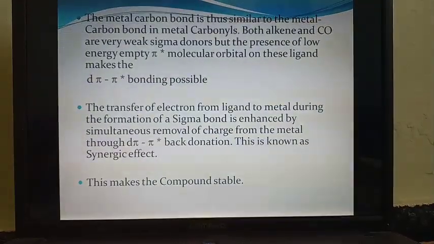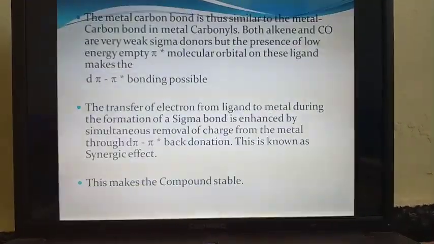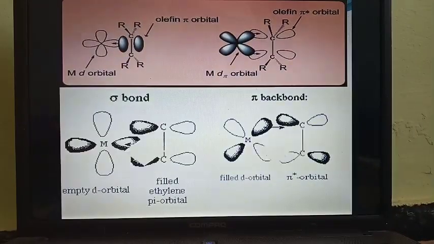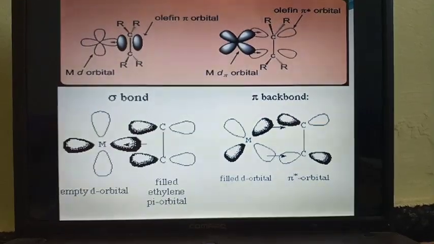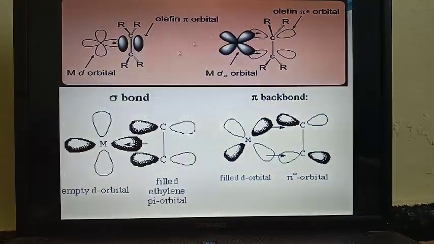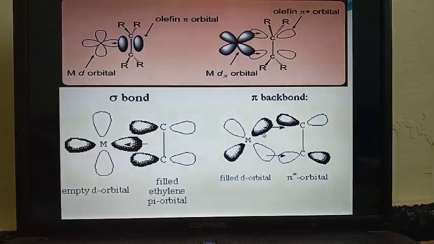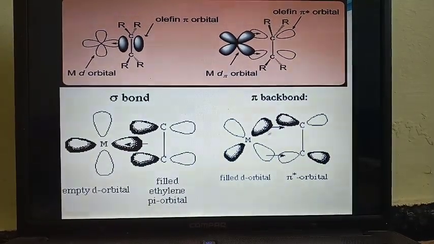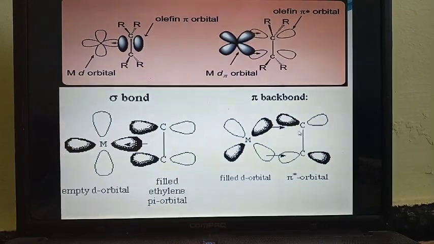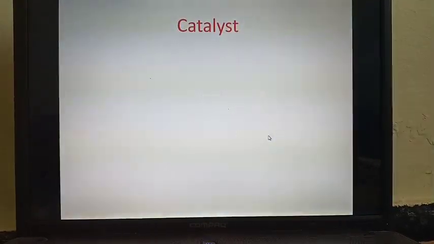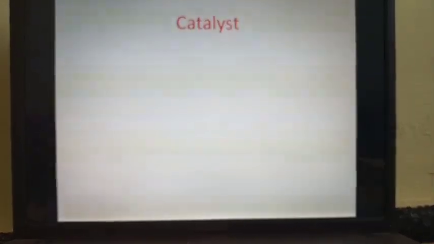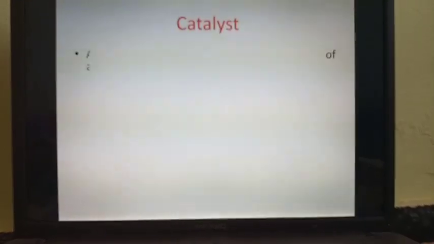So why are organometallic compounds stable? Due to the presence of two types of bonding, the sigma as well as the pi bonding. Here also we can see how the sigma bond is formed, by the movement of electrons from ligand to metal, and how the pi bond is formed, by the movement of electrons from metal to ligand. We can also call it back bonding or a synergic type of effect. Then what is the importance of these organometallic compounds? They act as catalysts.